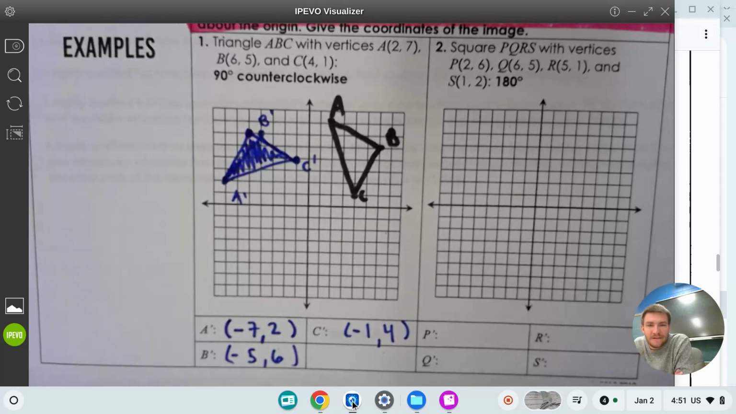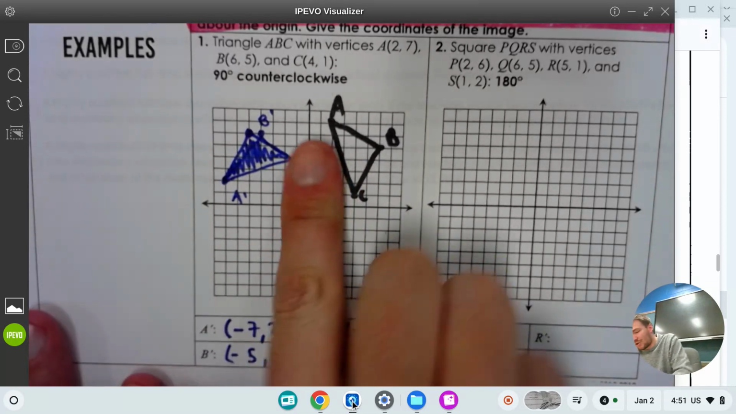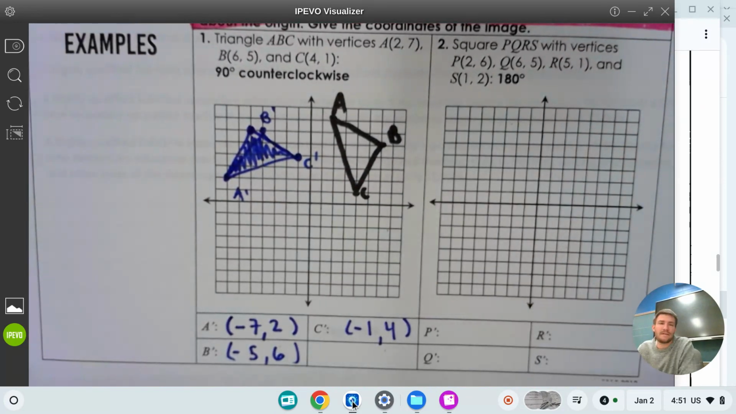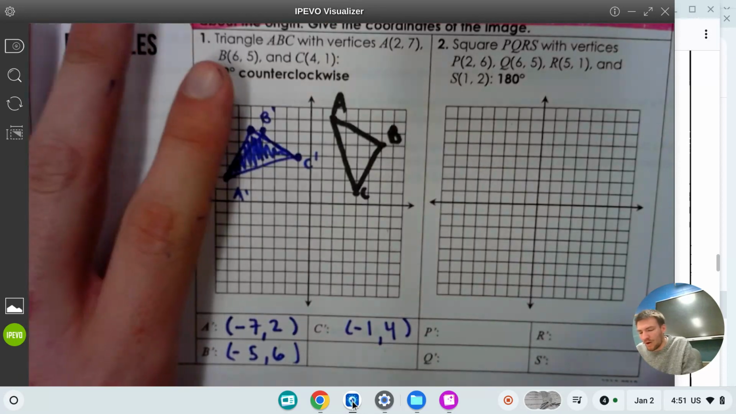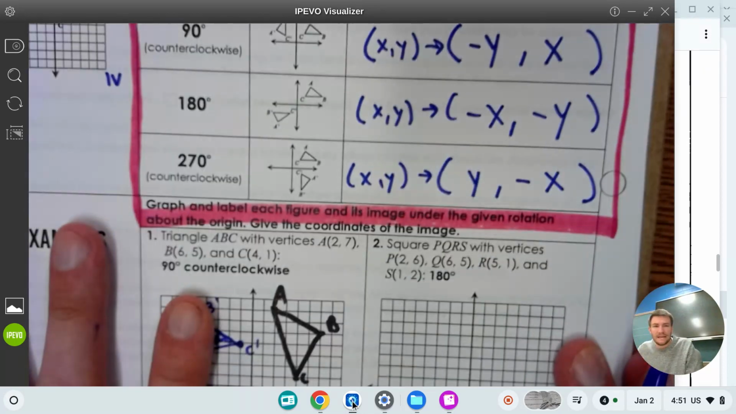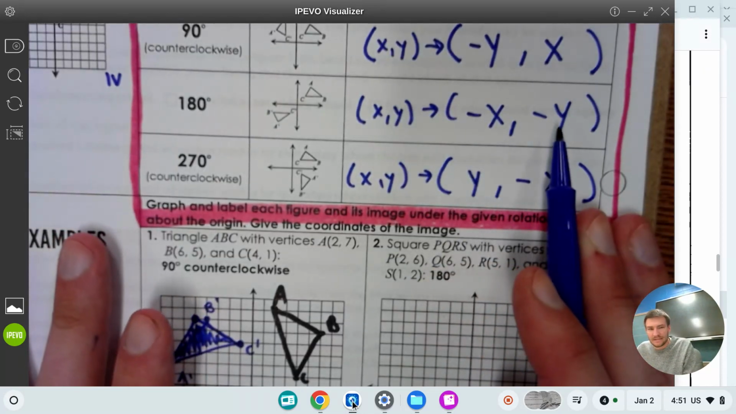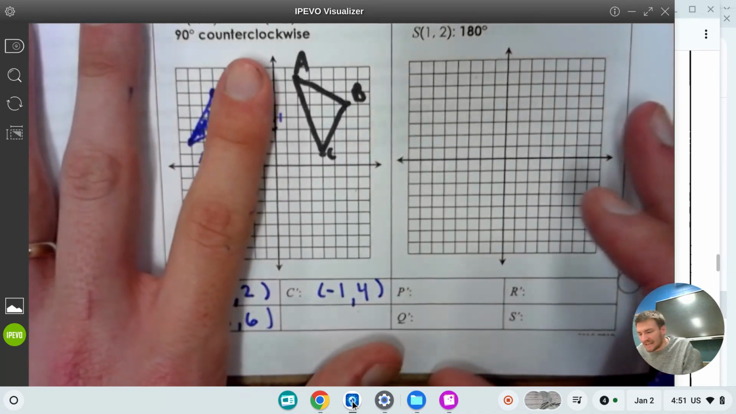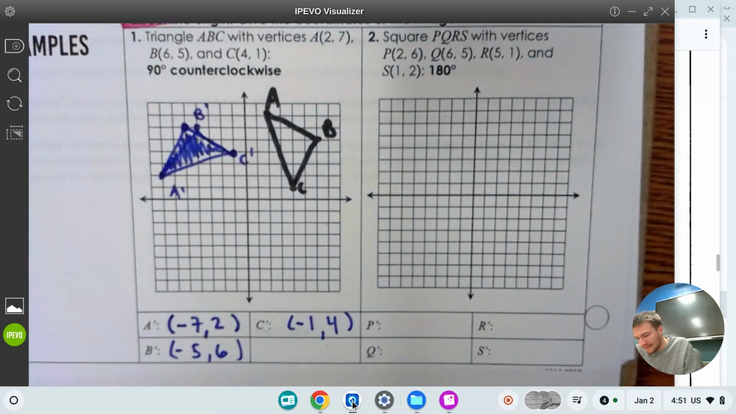We got our graph and look at it. Did it rotate 90 degrees? I think it's looking really sharp. And all we have to do, switch those and make the Y negative. Okay, cool, 180. Well, 180 says leave them the same, but go for a negative-negative type action. That's even easier. Let me get the original one on there.